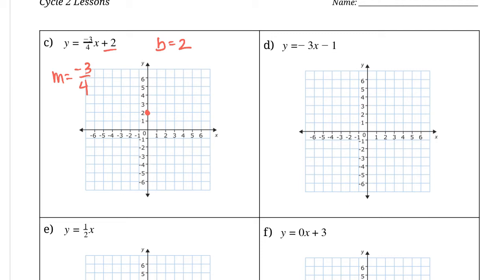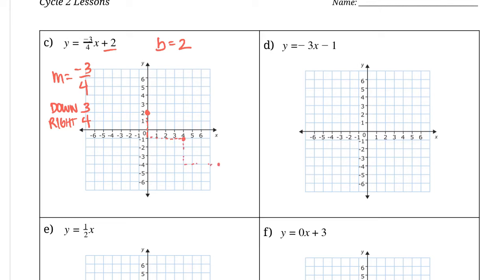Well, instead of up 3, right 4, it's going to be down 3, right 4. So all we do is we change the direction of the one with the negative. So since 3 is the one with the negative, instead of that being up, we're going to change it to down. So from here, we're going to go down 3, right 4. Down 3, right 4. Oh, I'm going to run out of space.